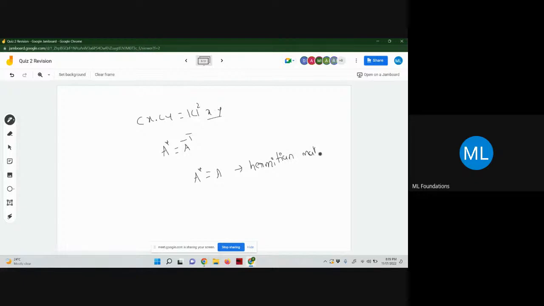This is similar to the real case: if you have A transpose equals A, then it's called a symmetric matrix in the real space. This is similar to that, except that since here you have complex numbers, it's not the A transpose but the A conjugate transpose, or A transpose conjugate. Both are the same. So if A star is equal to A, then that's going to be called a Hermitian matrix.